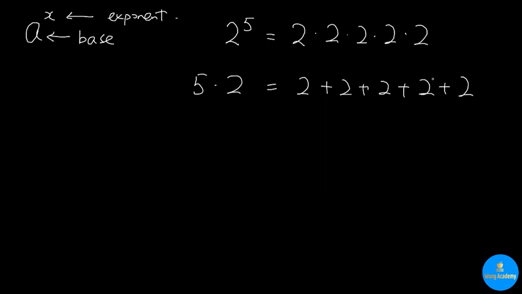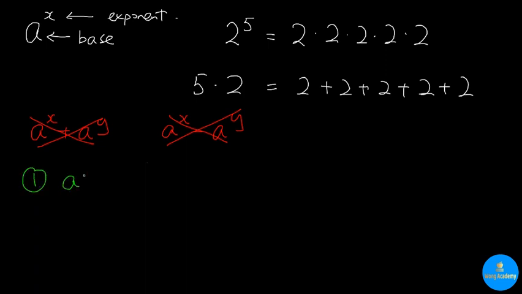There are 4 exponent laws in total, but I would like to start by stressing that there is no exponent law that tackles adding or subtracting 2 exponents with the same base. The first exponent law is about multiplying 2 exponential numbers with the same base. We can combine them into one, where the exponent is given by x plus y.